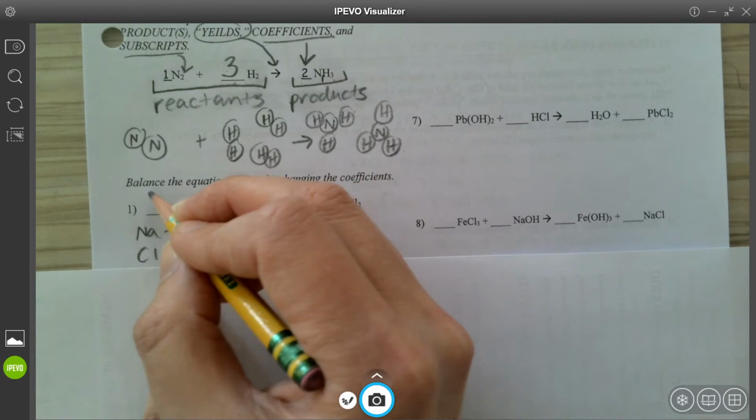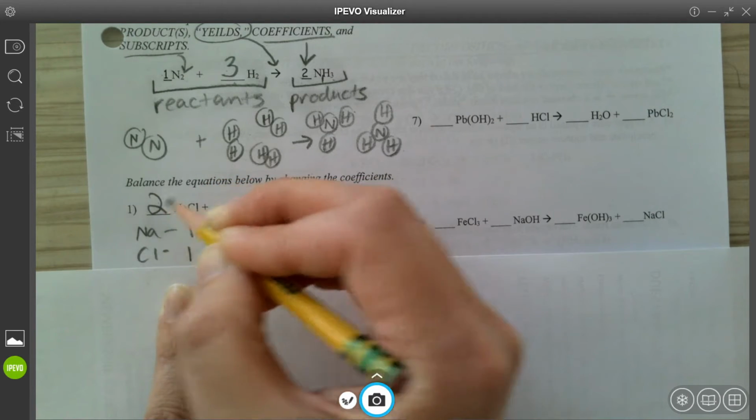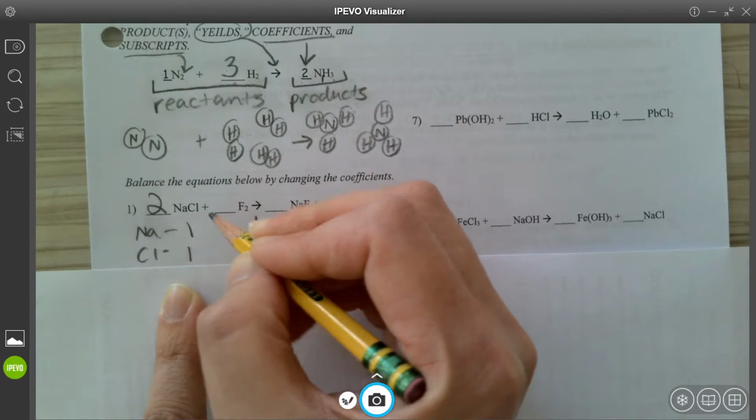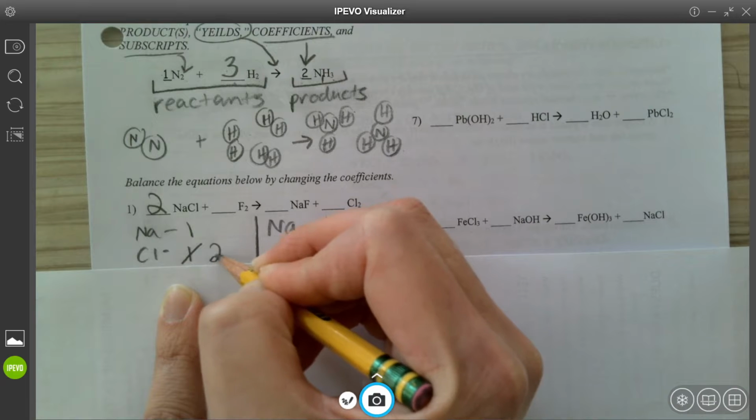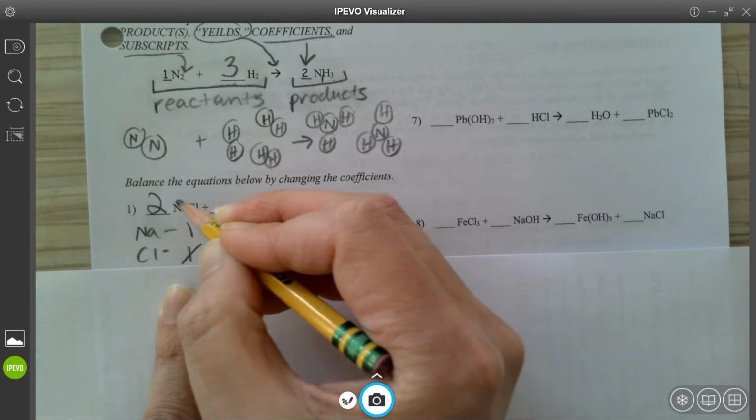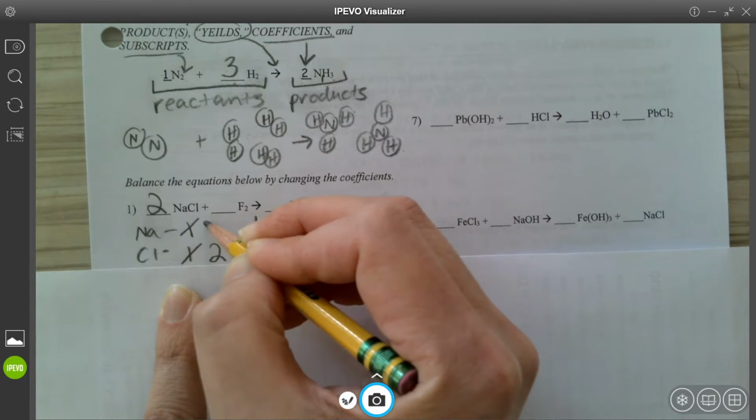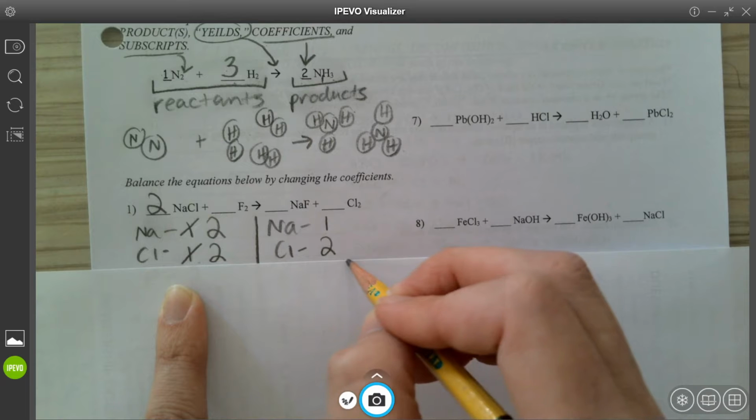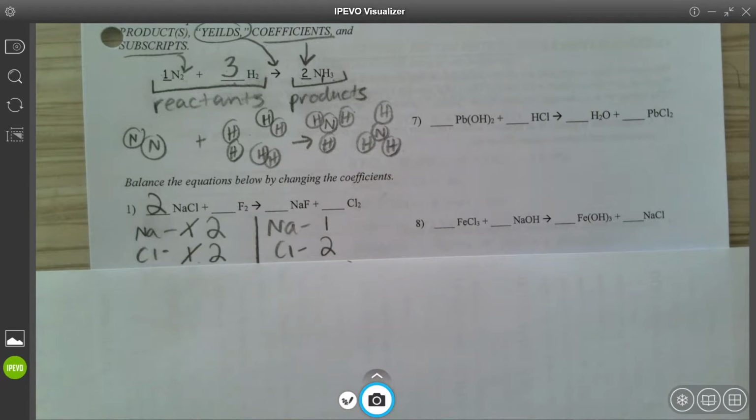What should I put in the blank? By putting that in the blank, now I have 2 NaCls. So now I have 2 Cls, but what else changed? The Nas, so you also have to update your count of Na. The Na also changed. Okay, so now the Cls are balanced, which is great, but it threw off the Nas. Okay, that's going to happen.